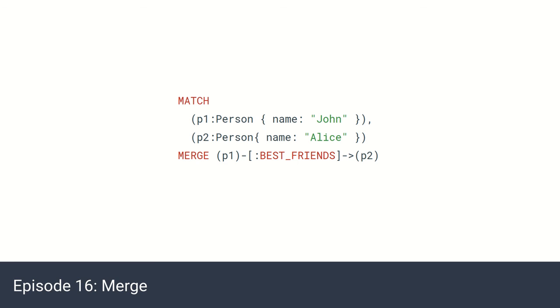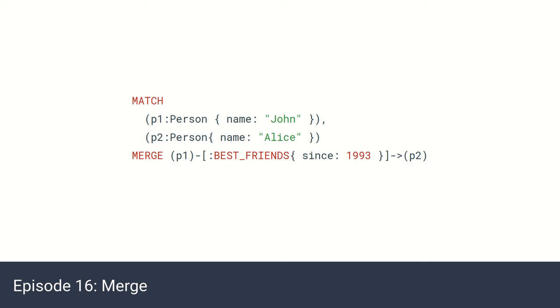Here is an example on how we can do merge with relationships. This will try to create a relationship between John and Alice. We can also add a property to our relationship with merge.